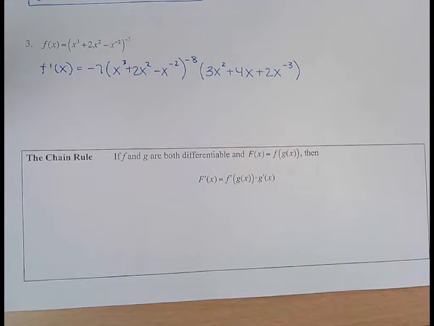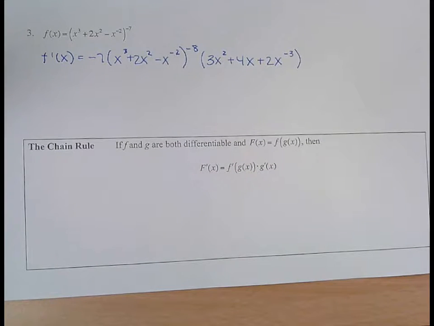All right, I am going to show, I didn't do anything to simplify this, I just left it with the first step so you could at least check that. So -7 times that quantity to the -8th power, make sure you're subtracting 1, times the inside derivative, which is 3x squared plus 4x plus 2x to the -3rd.